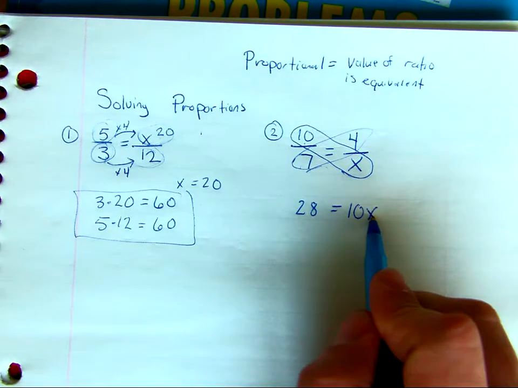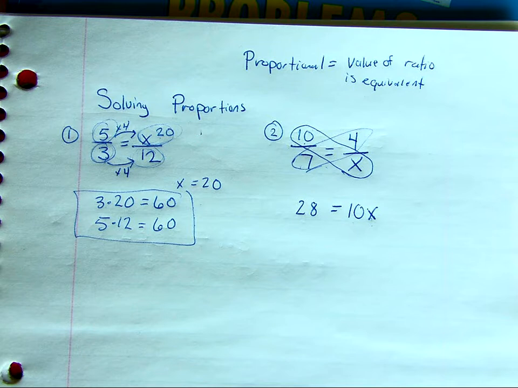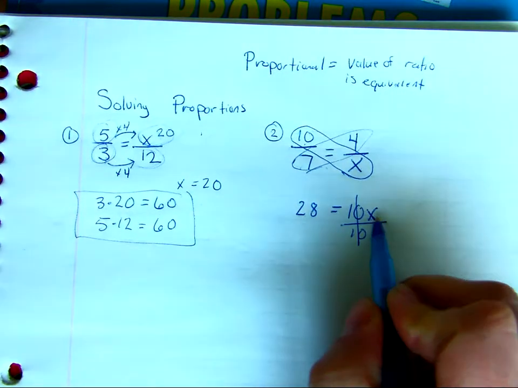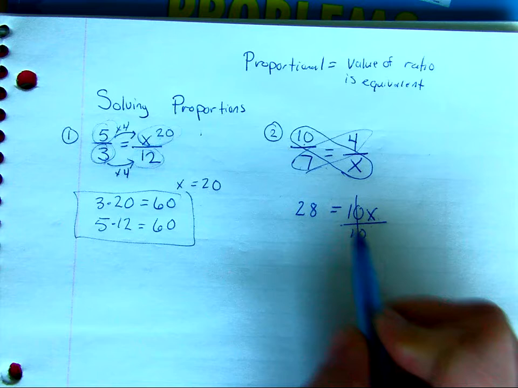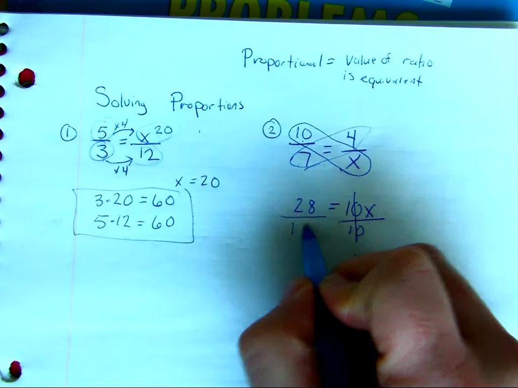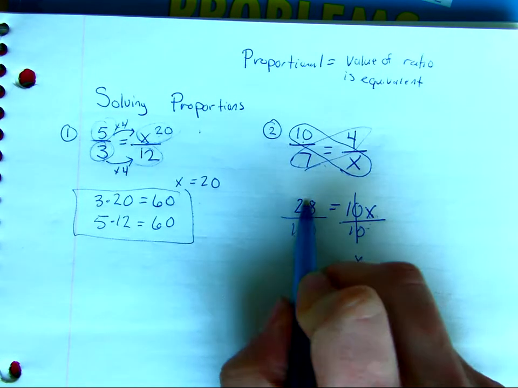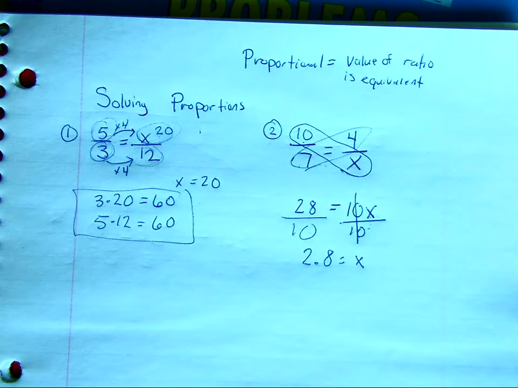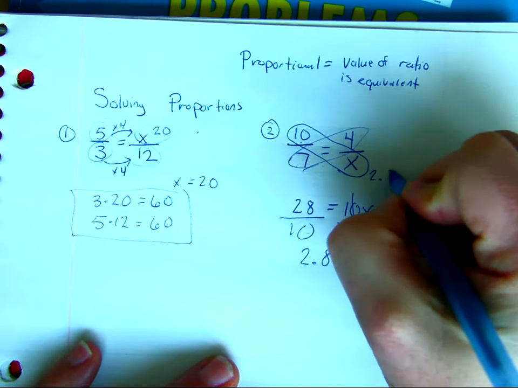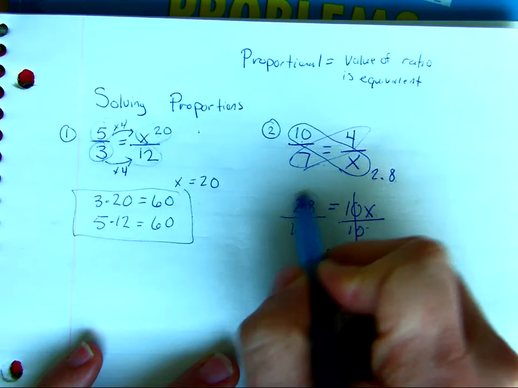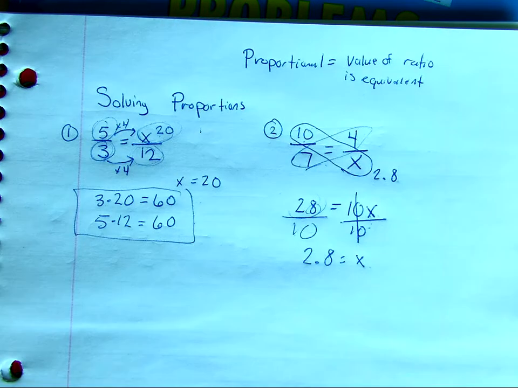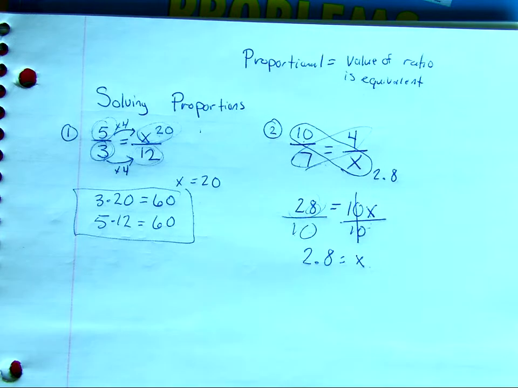How do we solve for x here if it's a multiplication equation? Yeah. Divide. 10x divided by 10 leaves me with just x. And then we have to do the same thing on both sides to keep it balanced. 28 divided by 10 is 2.8. x is 2.8. So 10 times 2.8 is 28, and 7 times 4 is 28. Now they're proportional. x is equal to 2 and 8 tenths.